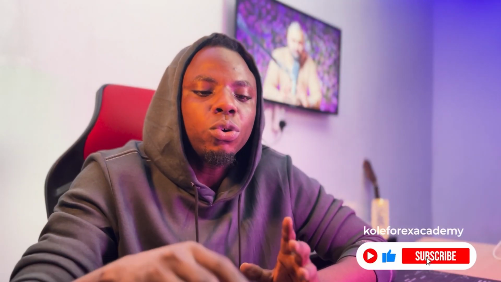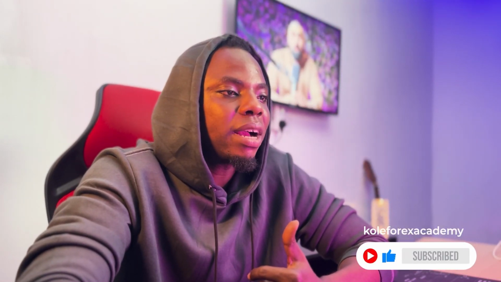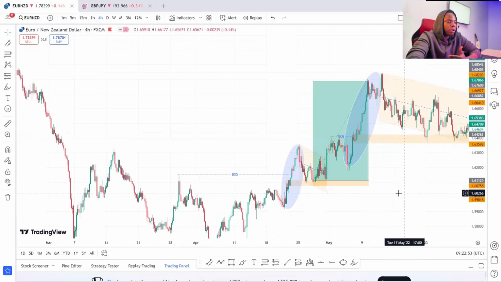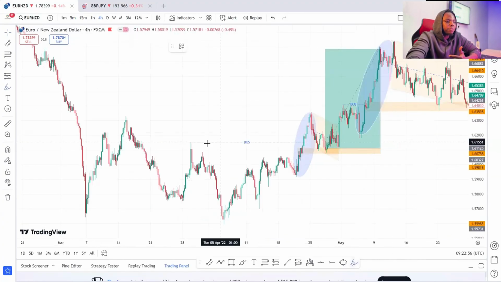Then take a sell again, and I continue selling this particular currency as long as the market continues to give me those directions. In respect to that, I want to go to the charts now and show us how I'll be able to backtest and also trade this particular concept. Let me show you. Let's come by this Euro New Zealand. Okay, let's see what we have here.